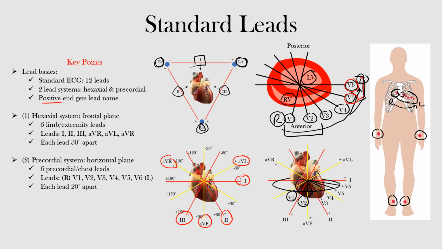Now something different from the limb leads is that these precordial leads are spaced out by 20 degrees. So if you look here, the distance between these is all 20 degrees.